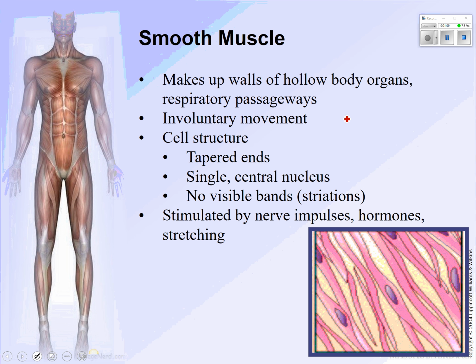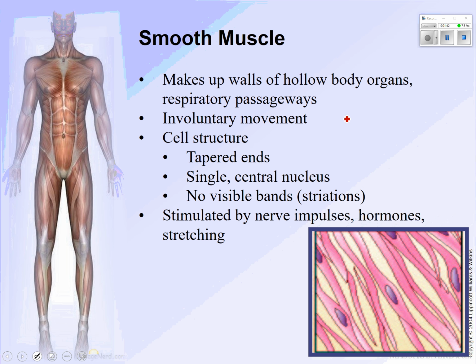So, smooth muscle is the first one. It makes up the walls of the hollow organs, such as your respiratory passageways. Other examples would be the muscles that focus the eye lenses, and the walls of the arteries and the veins. Another example we've already talked about in the integumentary system was the erector pili muscle. These muscles are involuntary, which means they cannot be consciously controlled.